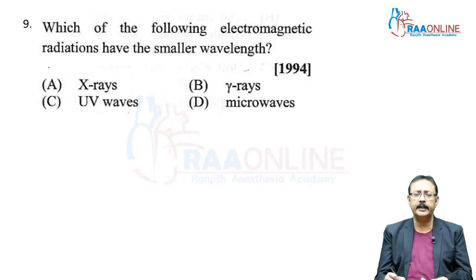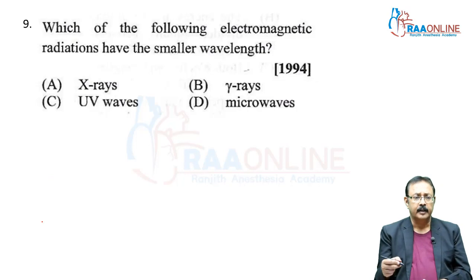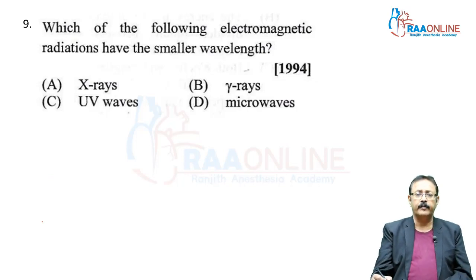Next, it is from 1994 AIPMT. Which of the following electromagnetic radiation has the smaller wavelength? Means in this, which has smaller wavelength? Smaller wavelength means high frequency. So between X-rays, ultraviolet rays, microwaves and gamma rays, the smallest wavelength is of gamma rays.